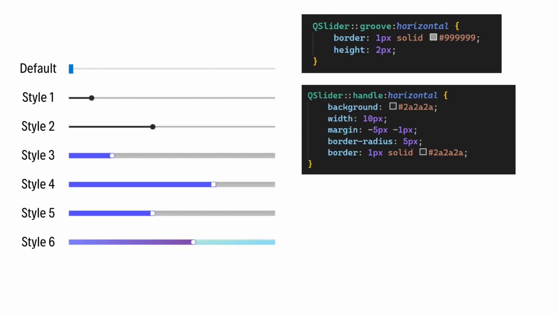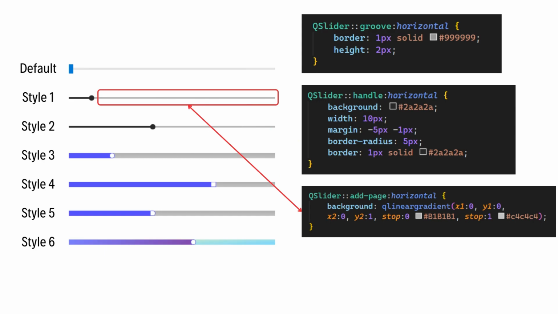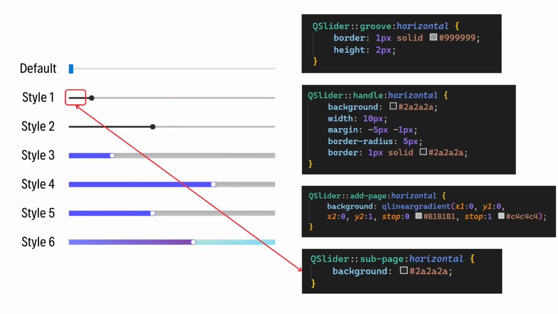Moving forward, we have the slider segments, the areas representing the selected and unselected portions of the slider. Let's see how to style them. In this code, we're applying a linear gradient to the add page segment, creating a gradient effect from light gray, #b1b1b1, to slightly darker gray, #c4c4c4. For the subpage segment, we're setting a solid dark gray background.